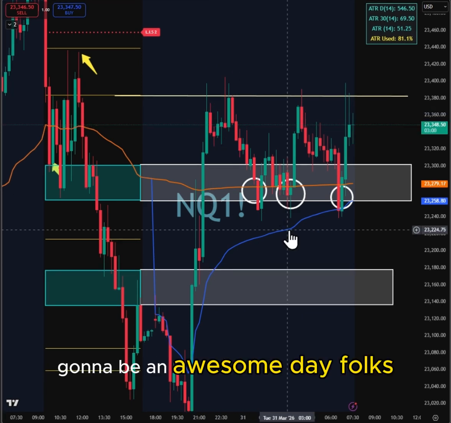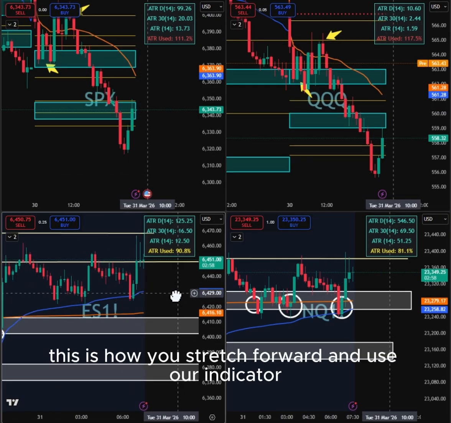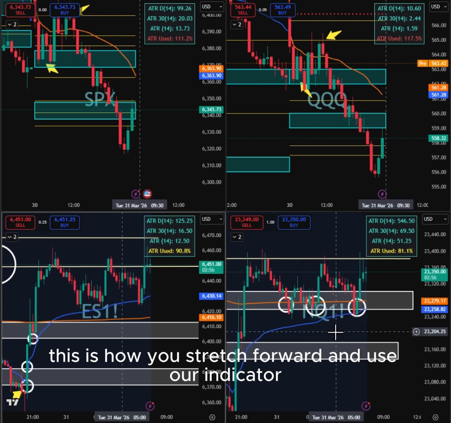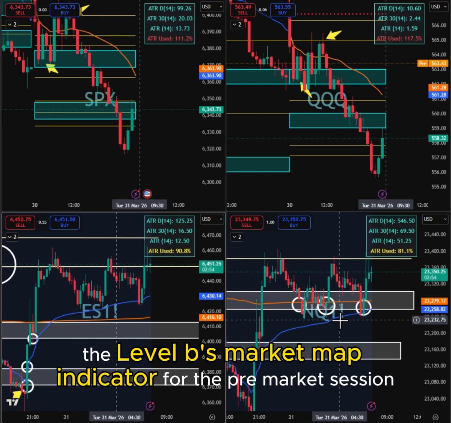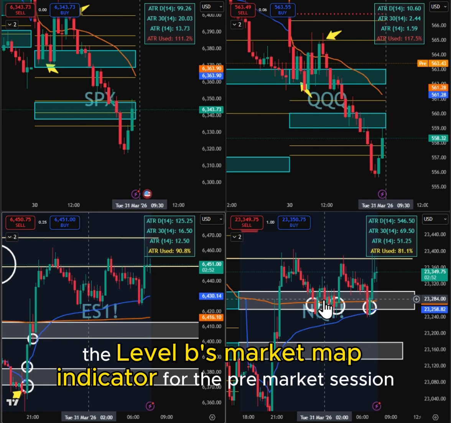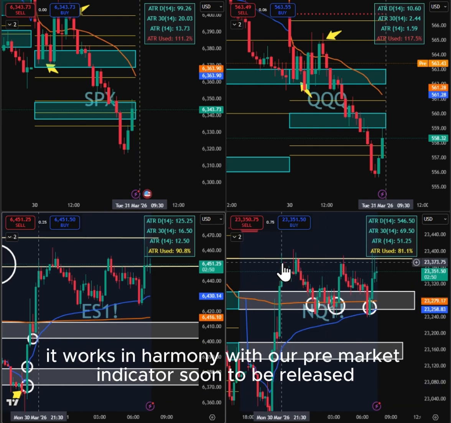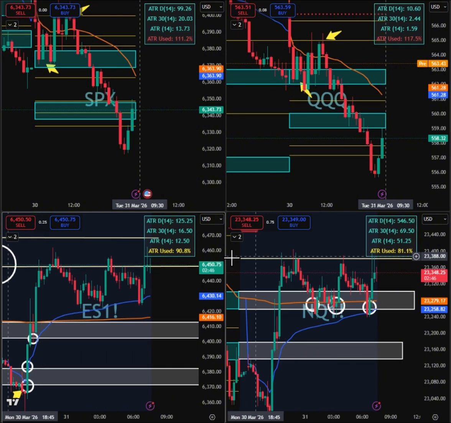Going to be an awesome day, folks. This is how you stretch forward and use our indicator, the Level Beast Market Map Indicator, for the pre-market session. It works in harmony with our pre-market indicator, soon to be released. Happy trading.